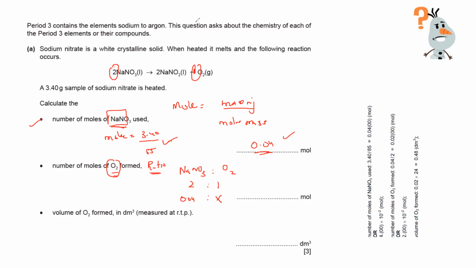X. Now what we do, we cross multiply. So this 2 is multiplied with x. So when 2 is multiplied with x, that is 2x. And when 1 is multiplied by 0.04, so 1 into 0.04, it will be 0.04. But we need x. So 2x is equal to 0.04. This 2 is multiplied. When a number is multiplied, on the other side it will be divided. So it will be 0.04 divided by 2. So 0.04 divided by 2, how many moles will we get? We'll get 0.02 moles of oxygen.